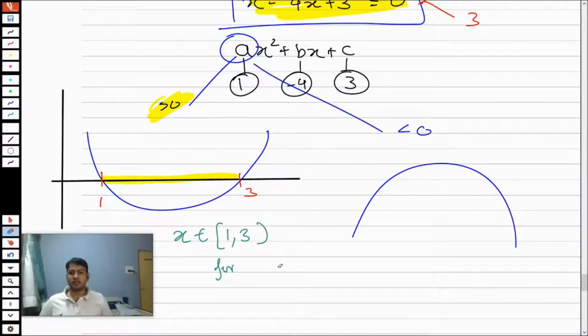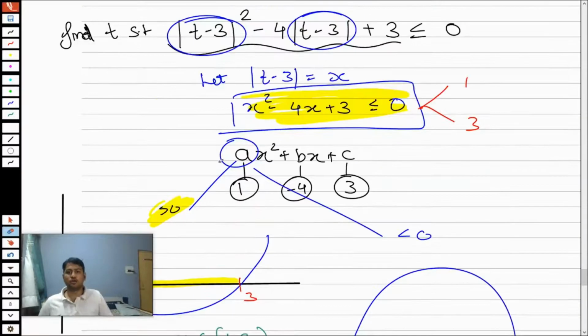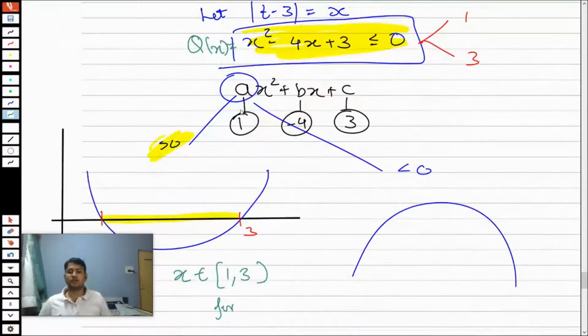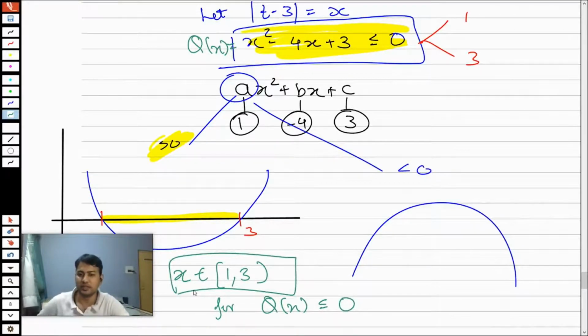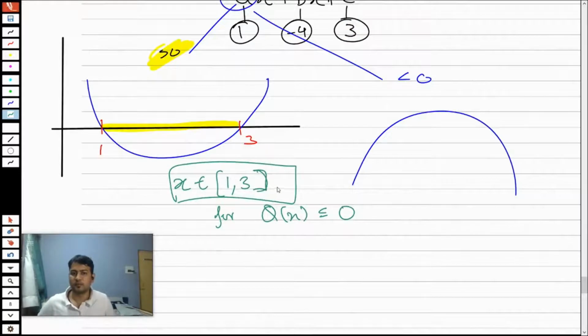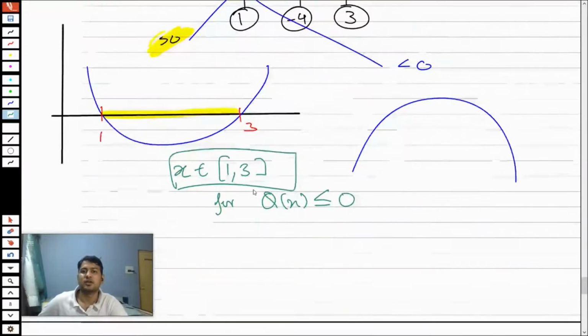Let me call this q of x. For q of x to be less than or equal to 0, my x should belong to [1, 3], closed. Had this been a strict inequality, then these values would have been open. But since I have a weak inequality, these brackets are going to be closed, [1, 3].